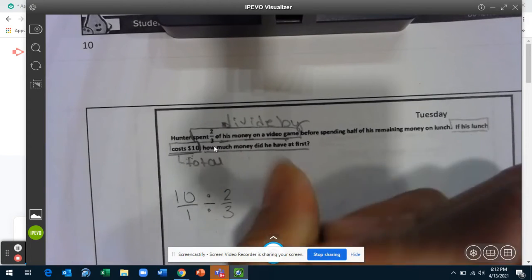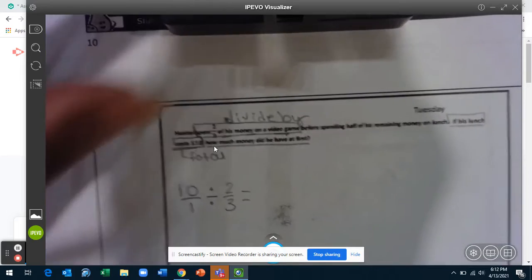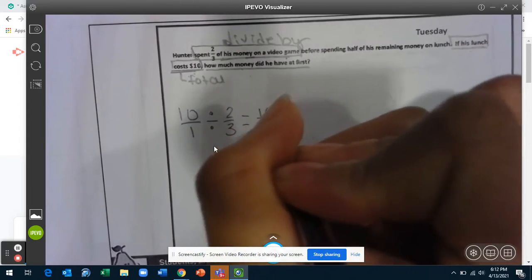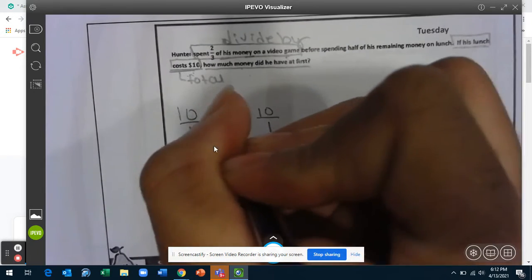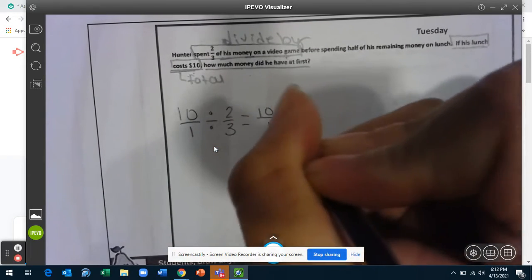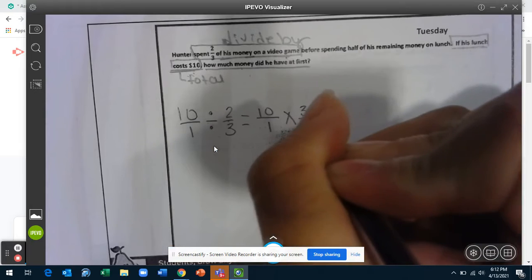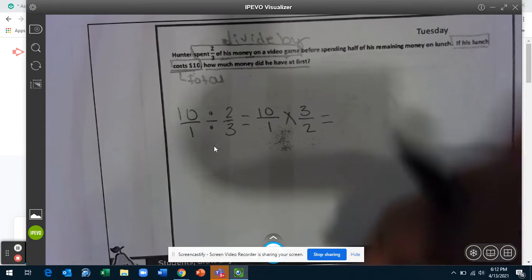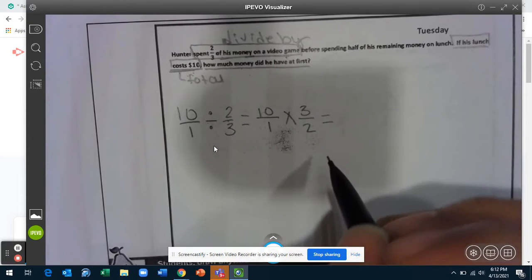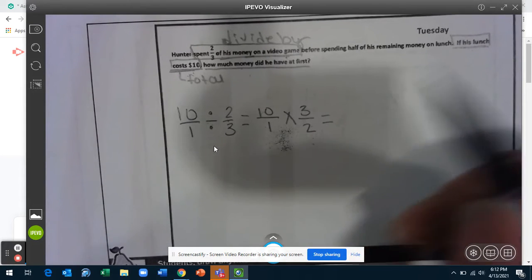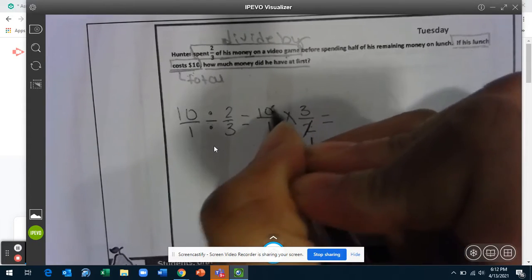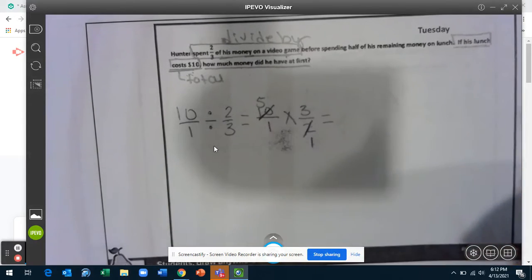two-thirds. Since we're dividing fractions, we want to keep, change, flip. So we want to keep the first one, 10 over 1, change the sign to multiplication, and flip it to 3 over 2. All right. We want to make sure that we can simplify. So we want to look at A and D. I see that my greatest common factor is 2 because 2 goes into 2 one time and 2 goes into 10 5 times.